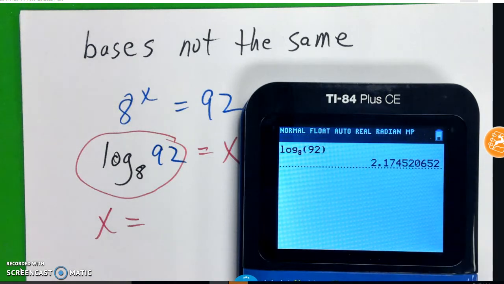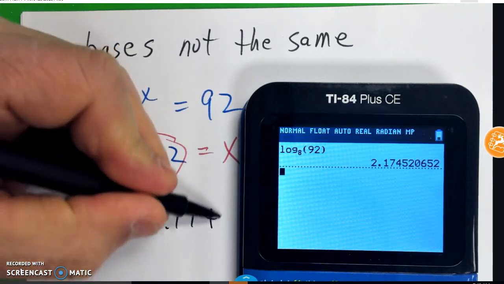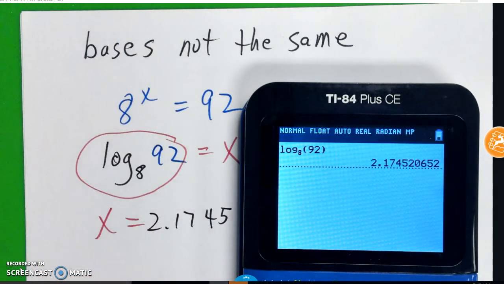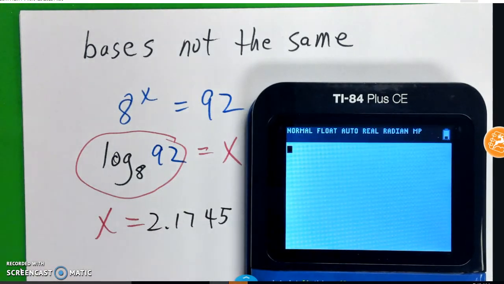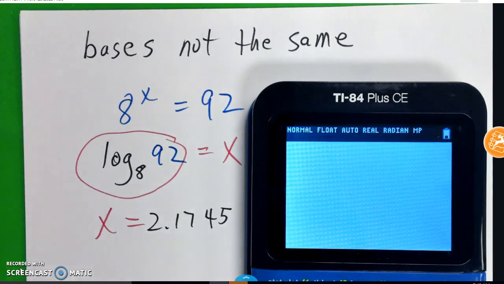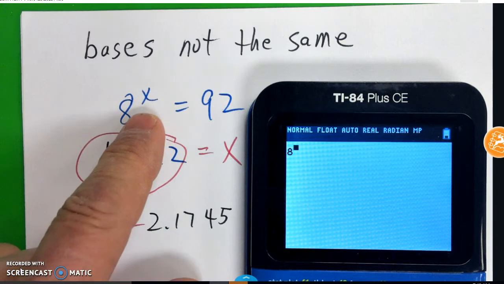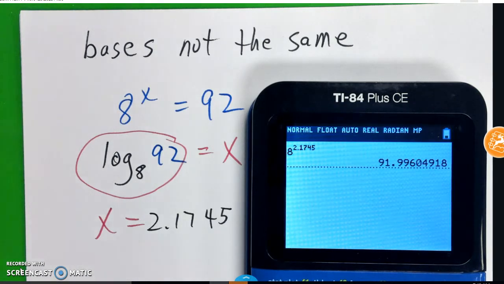It is typical to take these to 4 decimal places: 2.1745. Let's just check this. I did round that number, so we should be pretty close, but it might be off by just a touch. So we're going to have 8 raised to the exponent of x, but our x is 2.1745. That's 91.996. That's very, very close to 92. I'm going to call that good. The difference would be a rounding error.